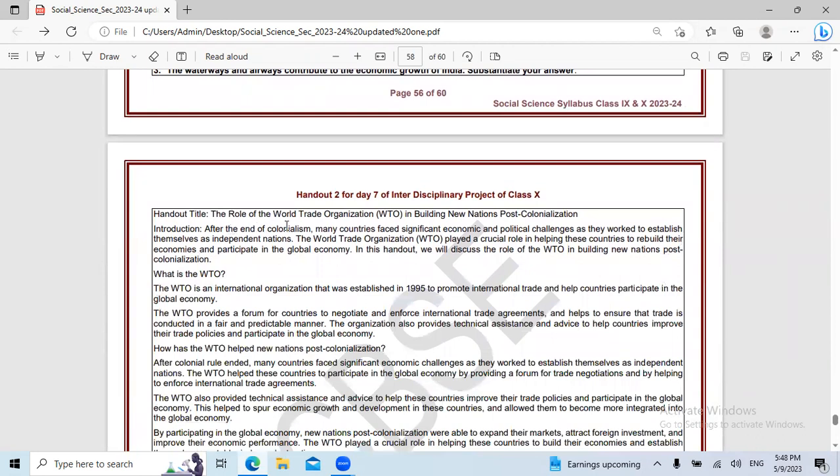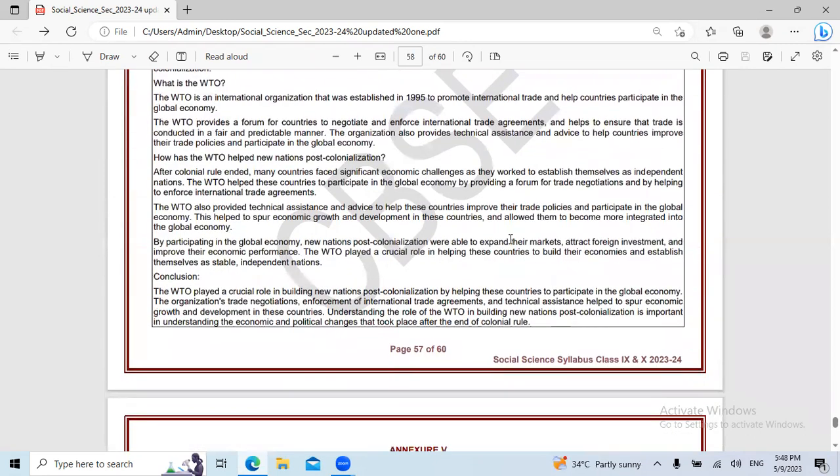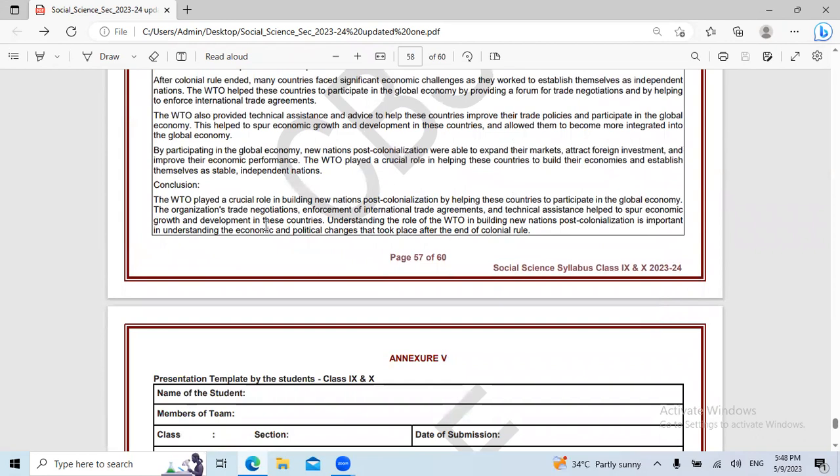The handout title is the role of the World Trade Organization, WTO, in building new nations post-colonization. And the conclusion for this is: the WTO played a crucial role in building new nations post-colonization by helping these countries to participate in the global economy. The organization's trade negotiation, enforcement of international trade agreements, and technical assistance help to spur economic growth and development in these countries. Understanding the role of the WTO in building new nations post-colonization is important in understanding the economic and the political changes that took place after the end of colonization.